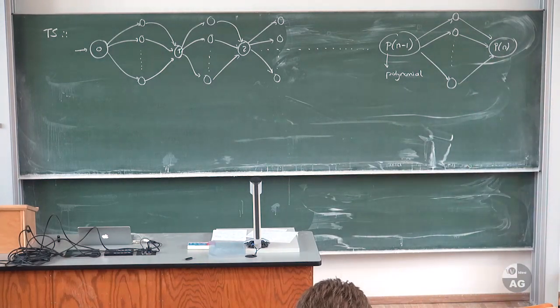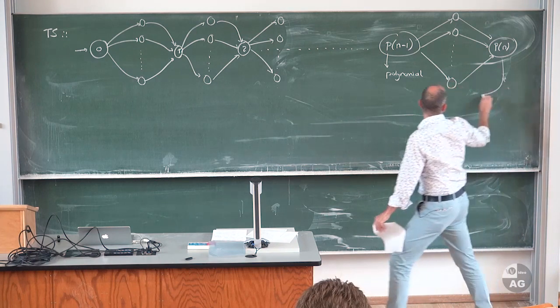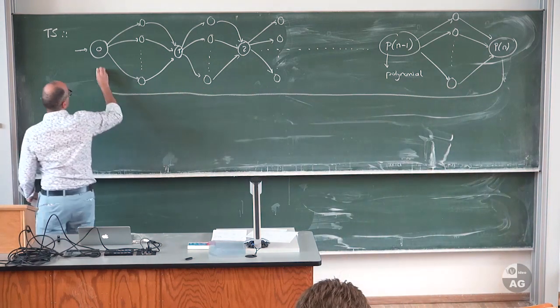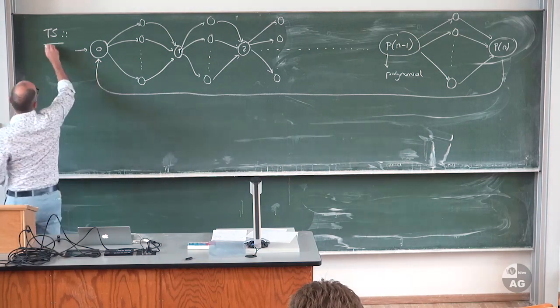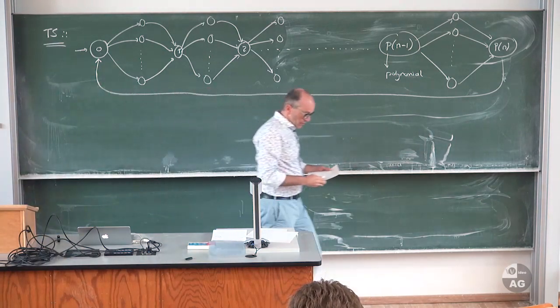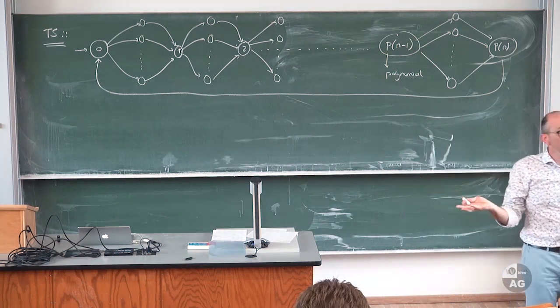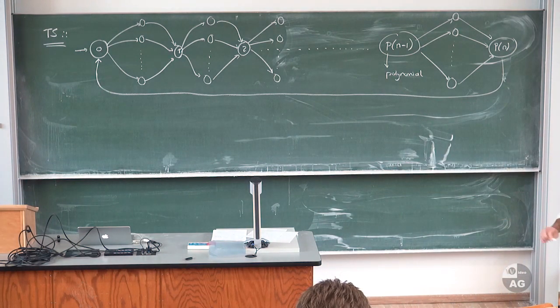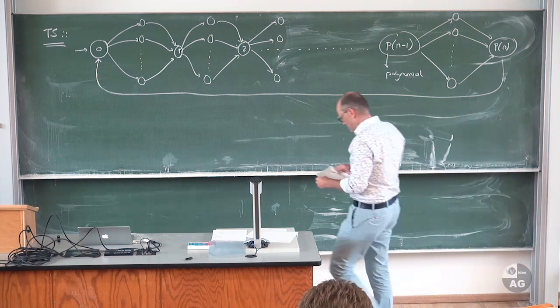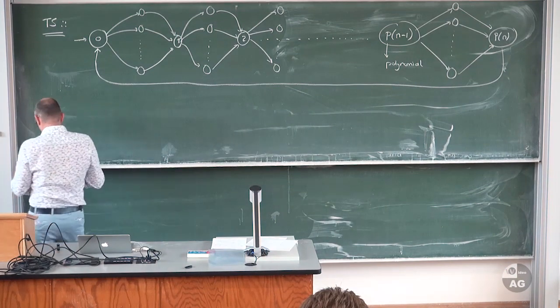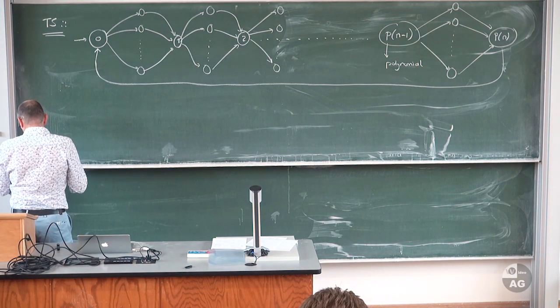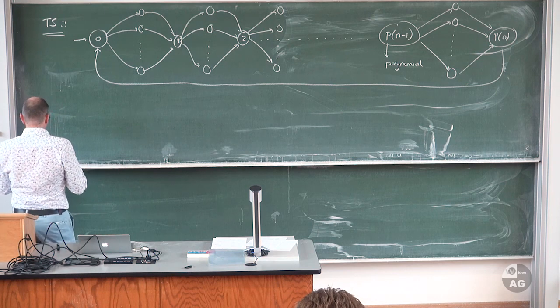And then there is a possibility to go back. The first observation we make, the size of this transition system is polynomial in the size of the original problem. That's good because we want to have a polynomial reduction. What are the states? So the idea is the following. These states in the middle.